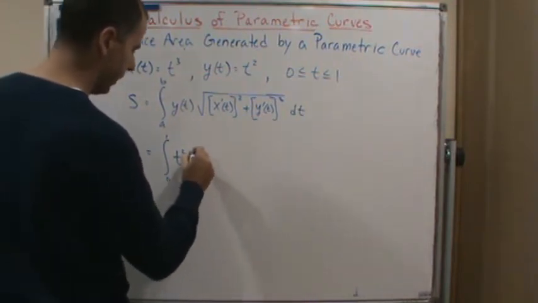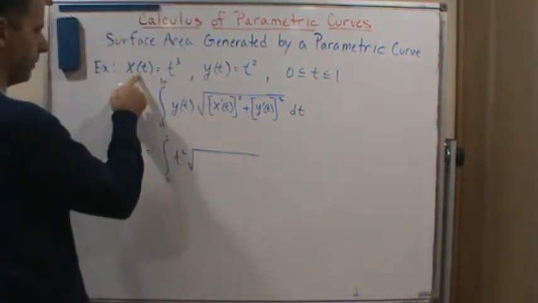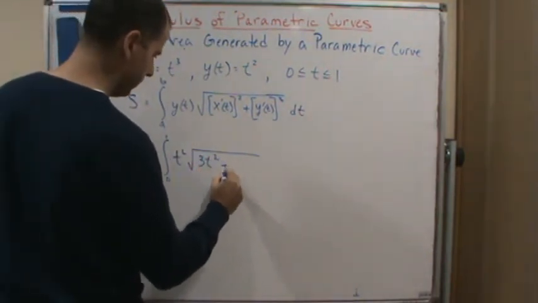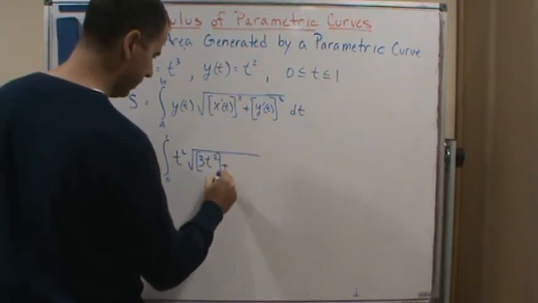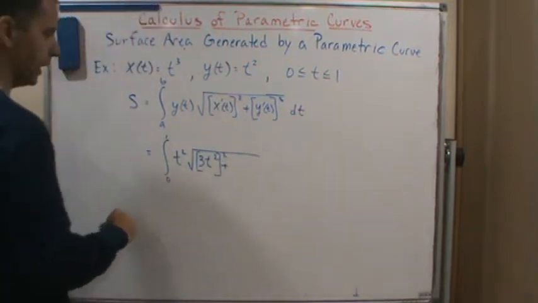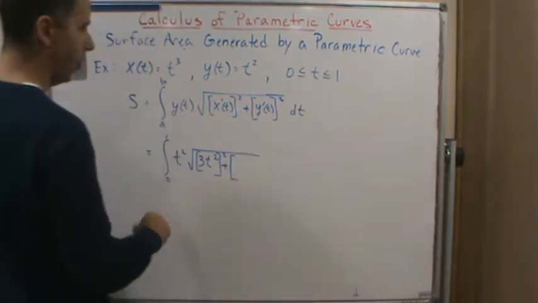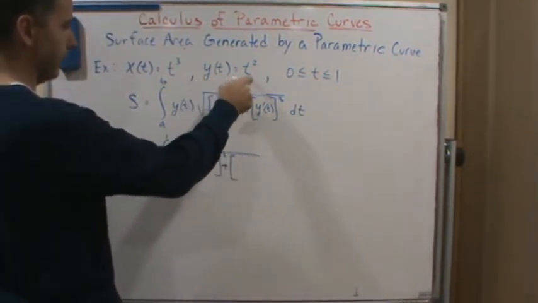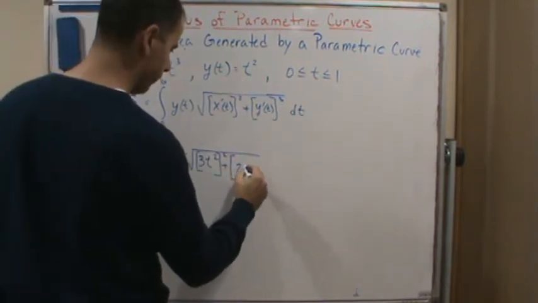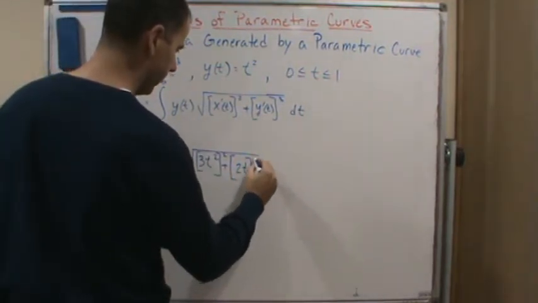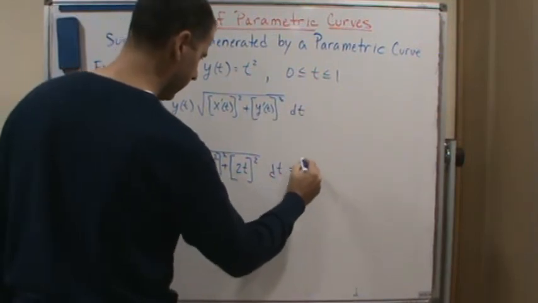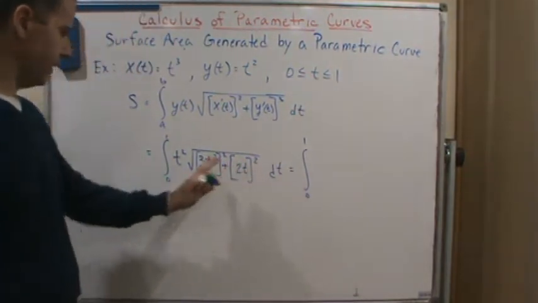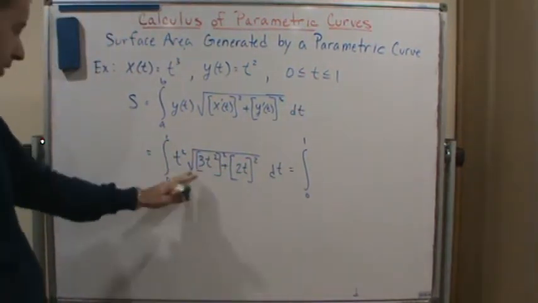Then the square root of, x prime of t is 3t squared, quantity squared, plus y prime of t. The derivative of y of t is 2t, quantity squared, dt. And so now this is going to go from 0 to 1, and now that we've got everything in there, we just need to simplify this.